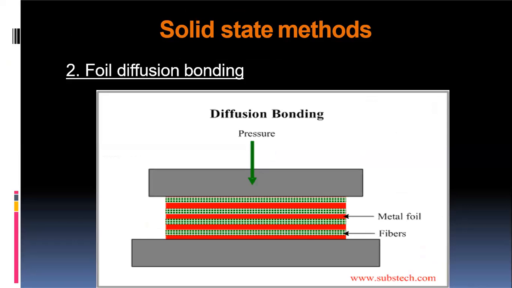Next one is the foil diffusion method. In the foil diffusion method, thin layers of different types of fibers and metal foils are put in layer by layer, and pressure is applied on it. So this is called diffusion bonding.